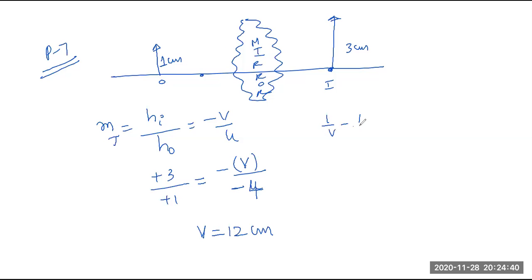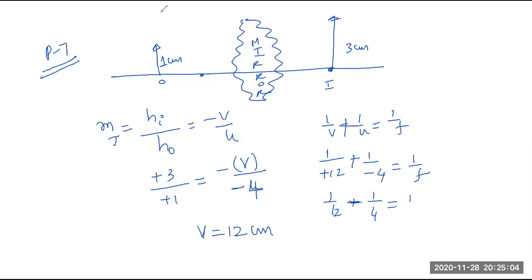Now I'll apply the formula 1 by V minus 1 by U is equal to 1 by F. So 1 by V, that is plus 12, minus 1 by U, that is minus 4, is equal to 1 by F. But in the mirror equation there is a plus symbol: 1 by V plus 1 by U. So there is a plus symbol here, so I erase the minus.